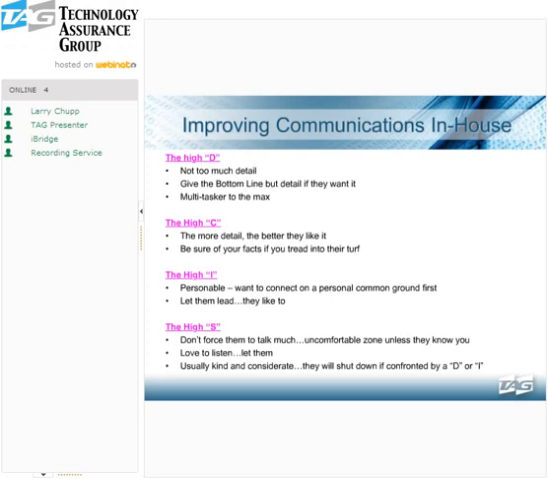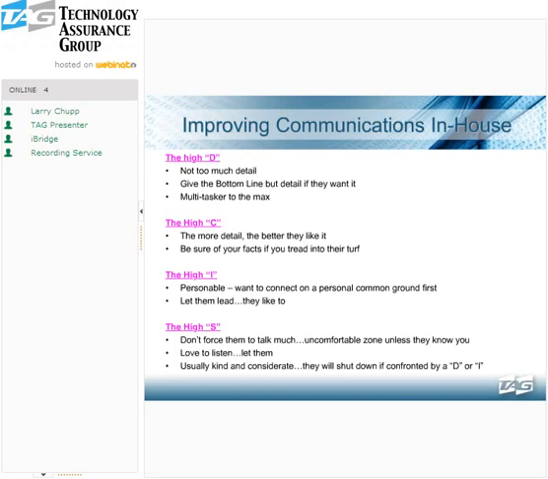The high C, the more detail you give them, the better they like it, and they'll probably come up with even more questions. But just be sure of your facts if you tread into their turf. If you're not 1,000% sure, like if you're talking to a technician that you know has a high C factor, then just say, hey, could you help? This is how I think this fits, but can you help me with this? Am I way off base or is it pretty close? If you ask a high C for their help, they'll be your friend for life.